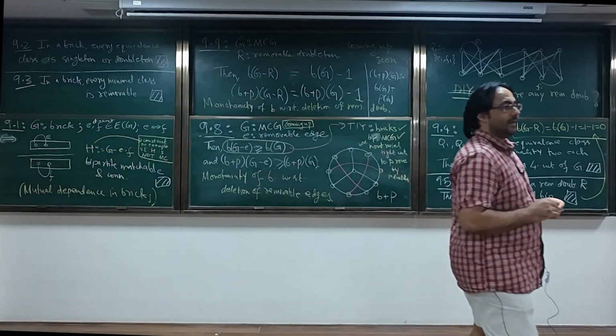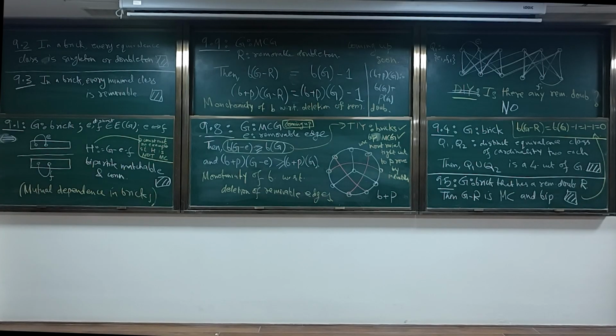Well, we have proved removable class. Is there always a removable edge? Right? That is the next question. Is there always a removable edge? Of course, you will say no. There are counterexamples, very small ones that you can see. K4. K4 has no removable edge. Triangular prism has no removable edge. So can we actually prove that every brick except these has a removable edge?